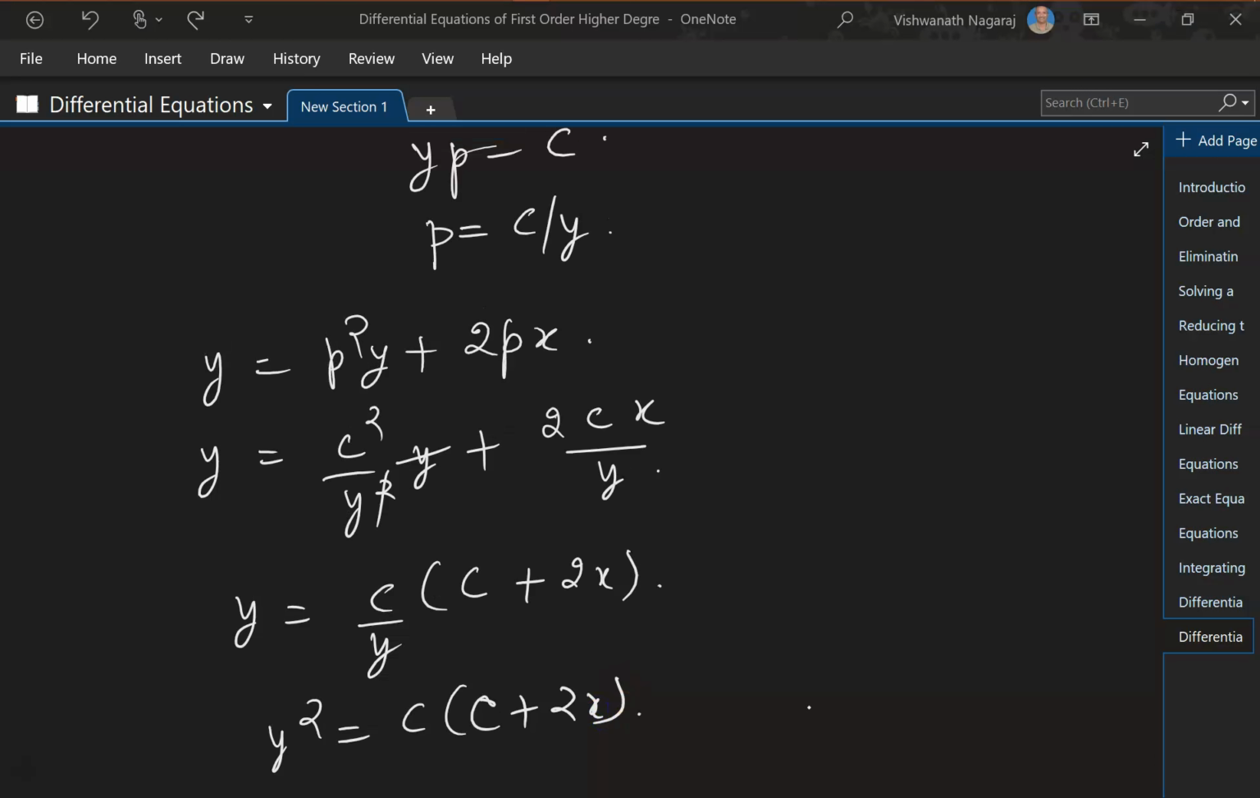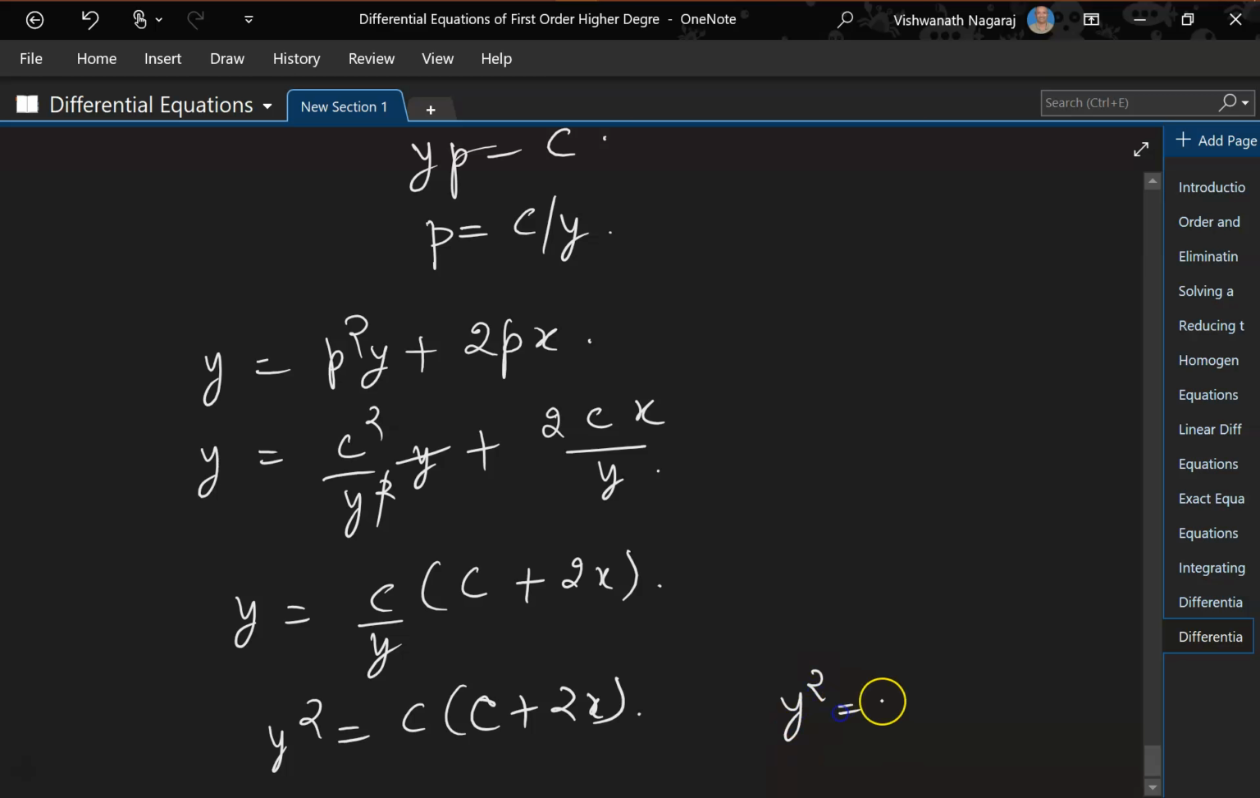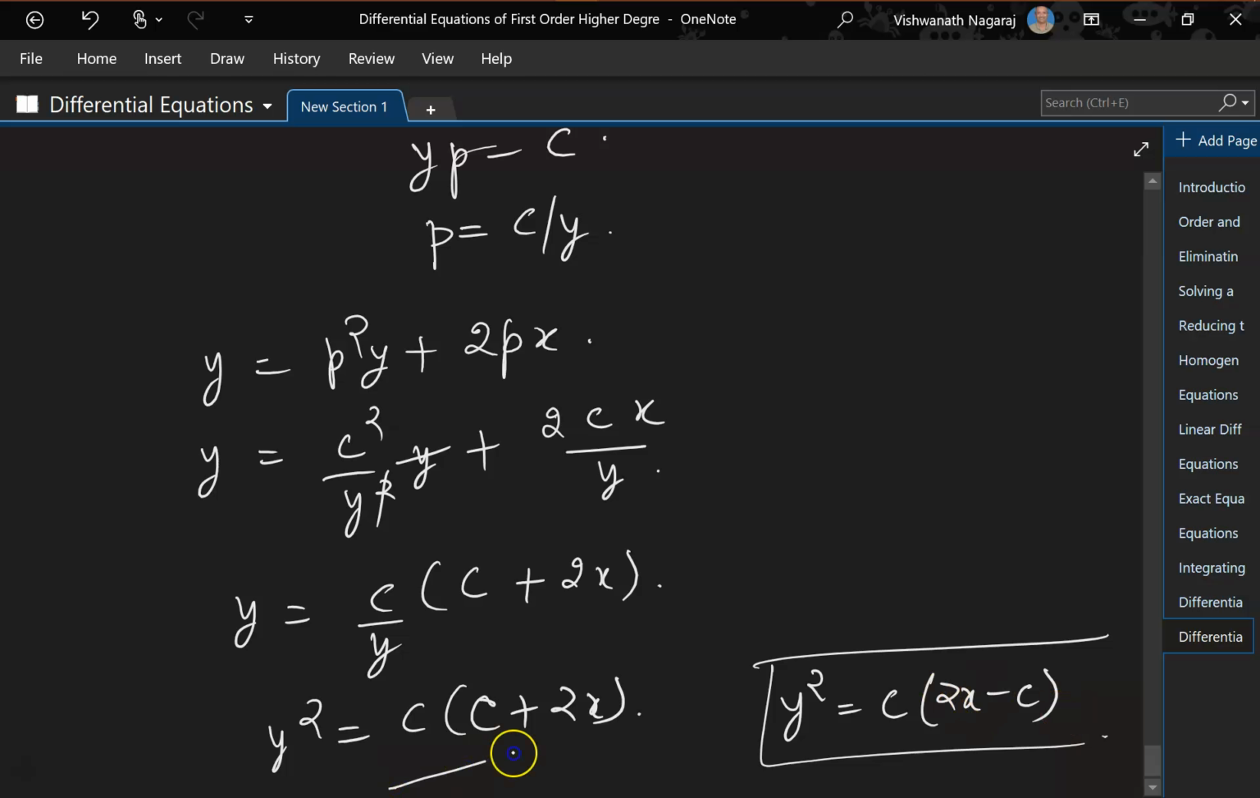The difference is, in the first problem the solution was y square is equal to c times 2x minus c, right? So this is for the first problem and this is the solution for this problem. So be careful, and especially with signs, when you are moving the terms around, you need to be very careful.